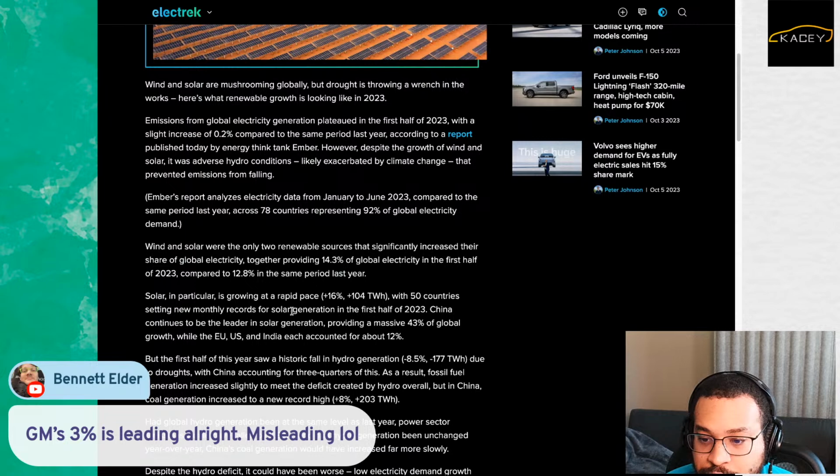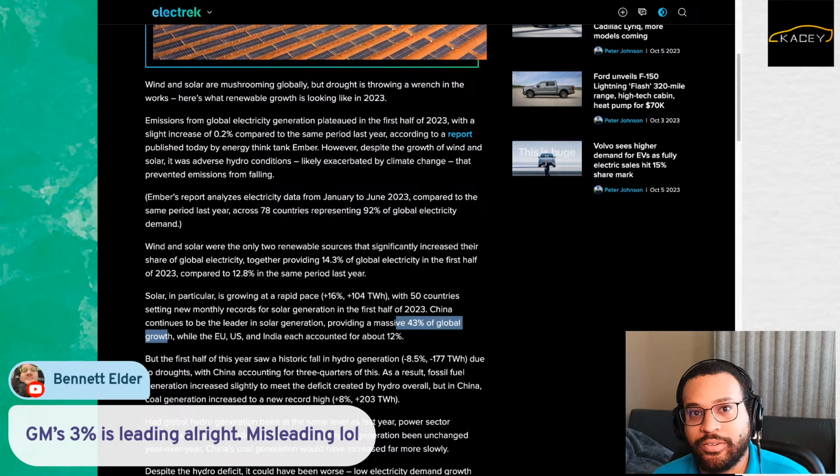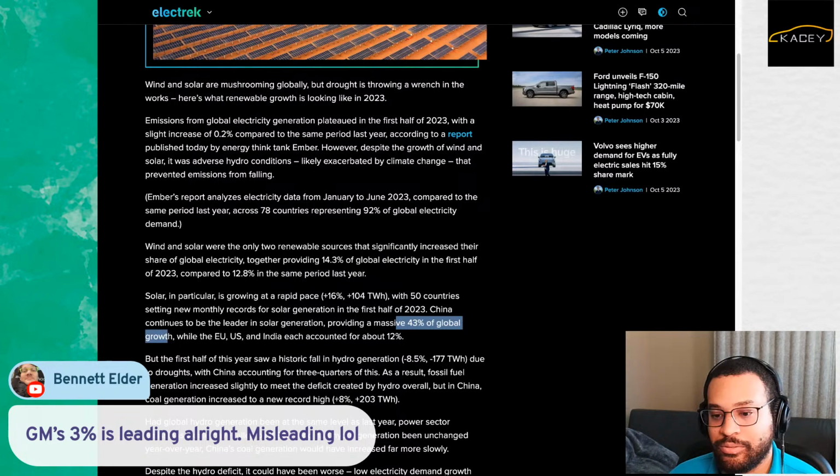Solar in particular is growing at a rapid pace, up 16%, or 104 terawatt hours, with 50 countries setting new monthly records in solar generation in the first half of 2023. China continues to be the leader in solar generation, providing a massive 43% of global growth. See, now if we hadn't played around with tariffs and stuff, we might have got those panels that they had already made. We put some taxes on them. They said, fine, we'll use them ourselves. And so now they're leading in solar.